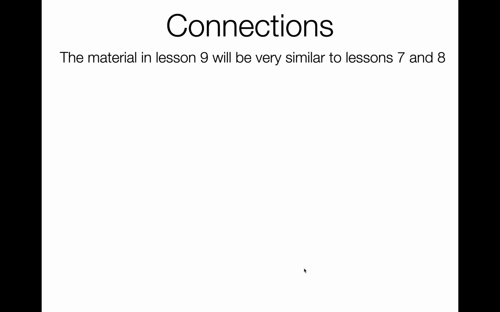So again, the material in lesson 9 will be very similar to 7 and 8, because we're working with hypothesis tests and confidence intervals. And hypothesis tests and confidence intervals are really the same no matter what we're looking at. So whether we're looking at proportions, which we talked about in lessons 7 and 8, or means, which we'll talk about here in lesson 9, the machinery is going to be the same. It's just the symbols that we substitute in will be different.